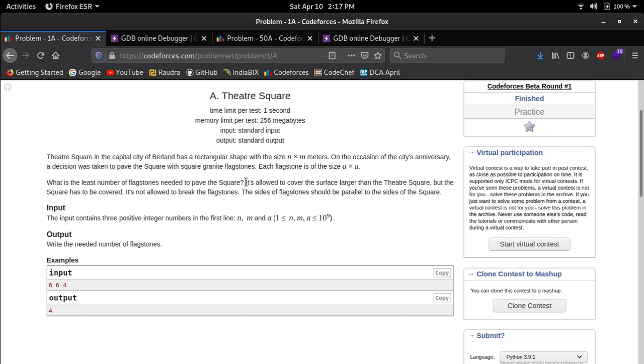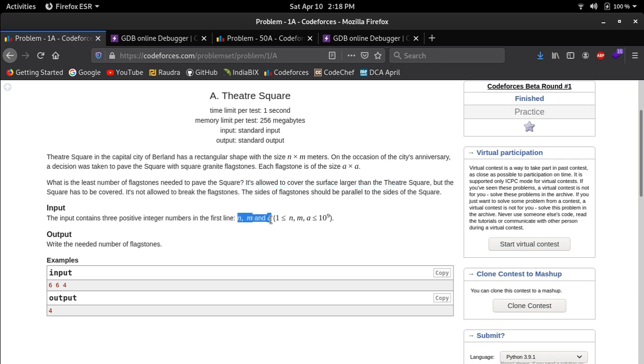And they have mentioned one condition here, that it is allowed to cover a surface larger than the theater square, but the square has to be covered completely. It means that even if we need to extend the flagstones outside the theater area to cover the complete theater, it is allowed, but the only condition is that we need to cover the complete theater. And it is not allowed to break a flagstone, and the sides of the flagstone should be parallel to the sides of the square.